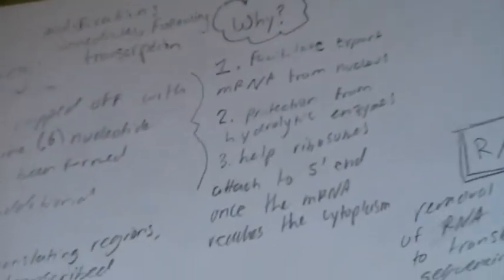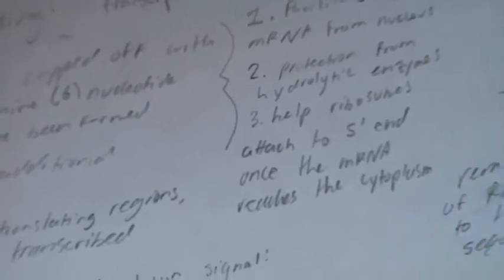Alright, so this is the pre-mRNA processing, which is only in eukaryotic cells. So what happens is a 5' cap will be added, which is just like a G that's been modified a little bit. And also a poly A tail is added onto the end of it. And what these help with, they are right here. They facilitate export of mRNA from the nucleus. They protect from hydrolytic enzymes, and they help ribosomes attach to the 5' end once it gets into the cytoplasm.